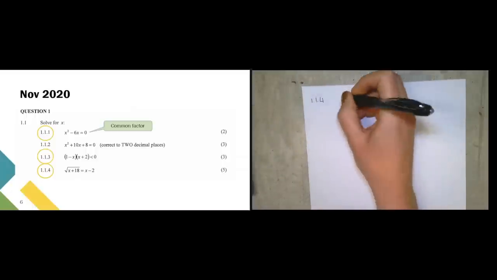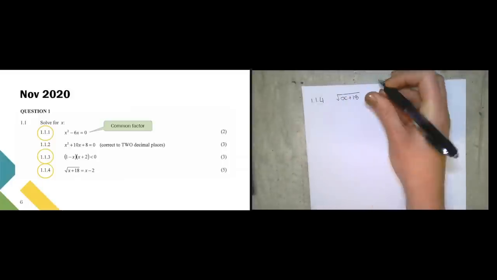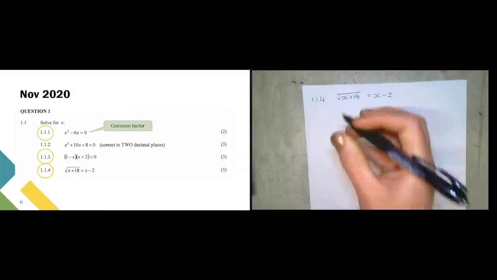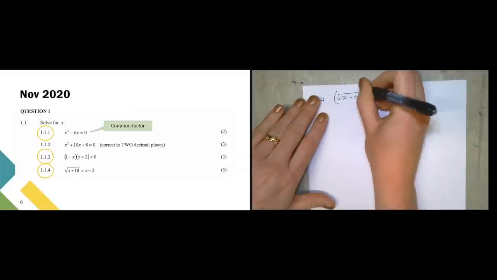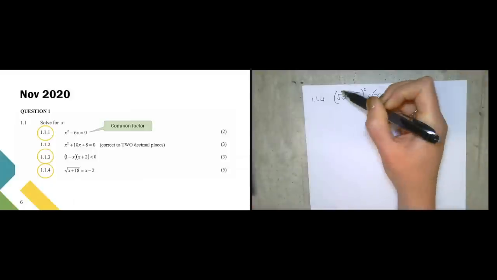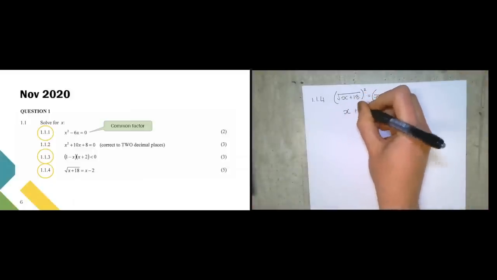It is once again an equation with a square root in it. How do I deal with this again? I've got a square root, so I've got to square both sides. So I'm going to square the left and the right. A square root and a square cancel, so it's x plus 18.